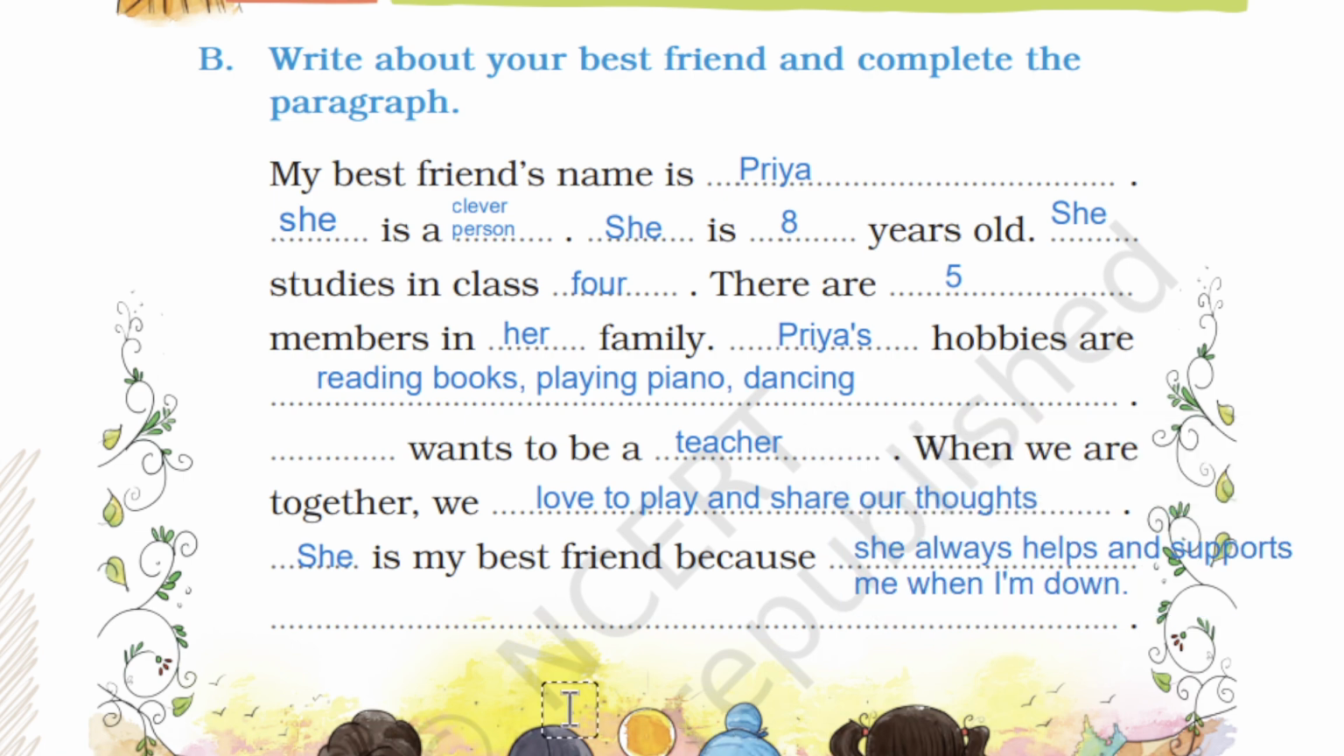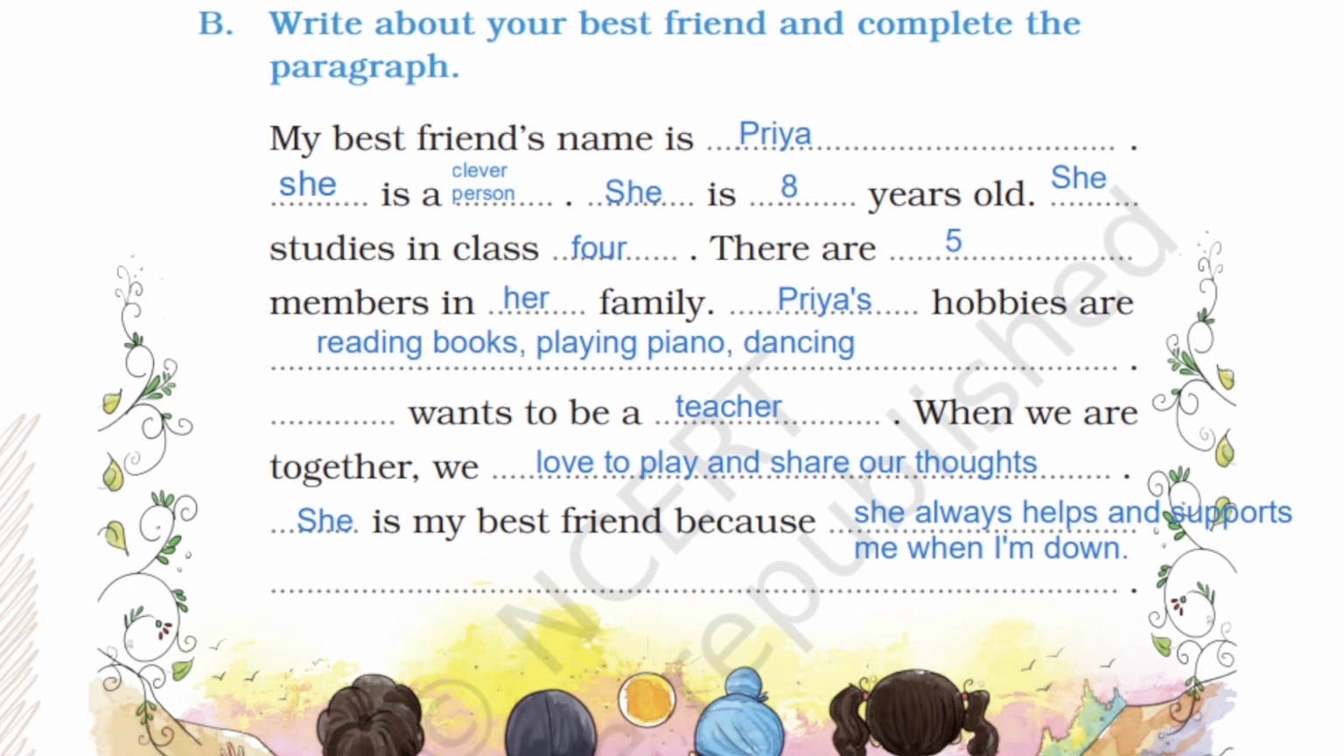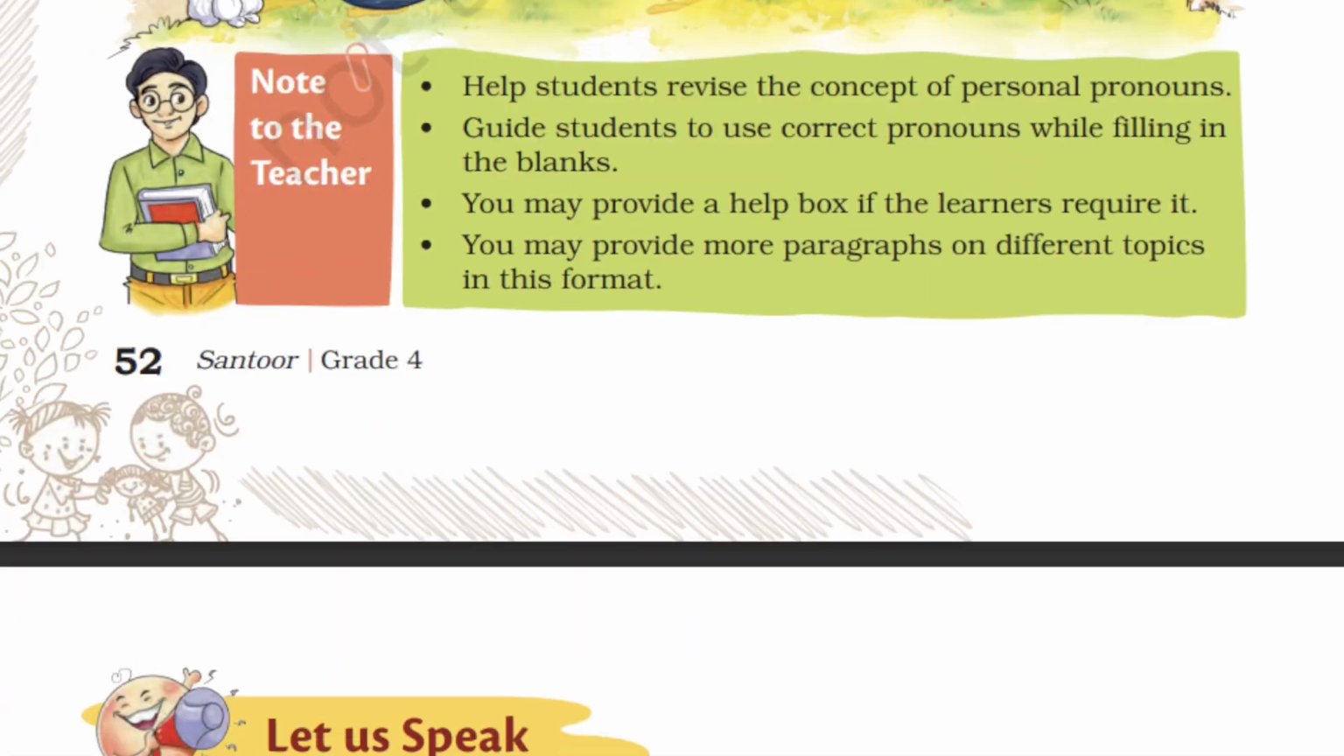Okay, so this one you have to do it by yourself, students. I just gave an example for you. Do not use the same sentences, same words. You have to change. You have to think about your own friend and you write about him or about her.